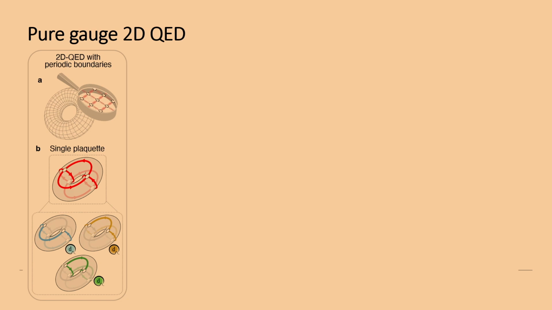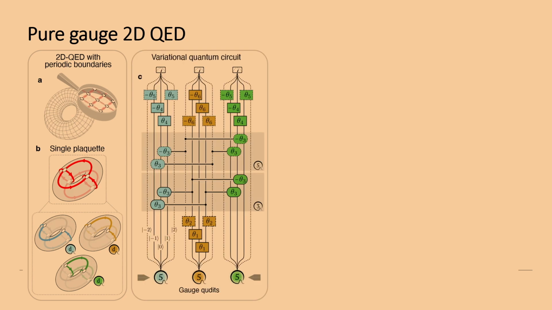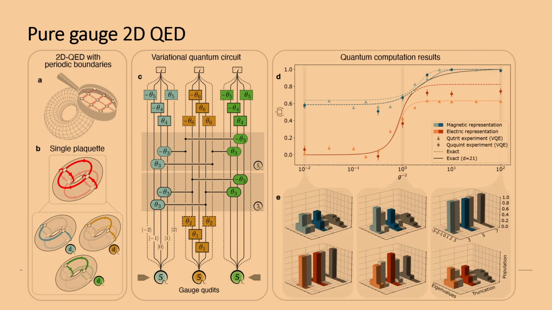So to look at this, we do something very similar to before. We now take a pure gauge plaquette, which means we need to keep track of 3 gauge fields. That's how the circuit looks like. And again, variationally prepare the ground state of this system, and you get something that looks like this.